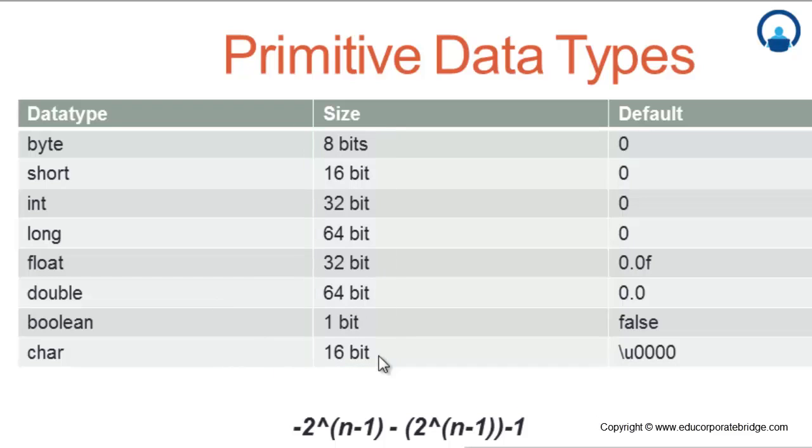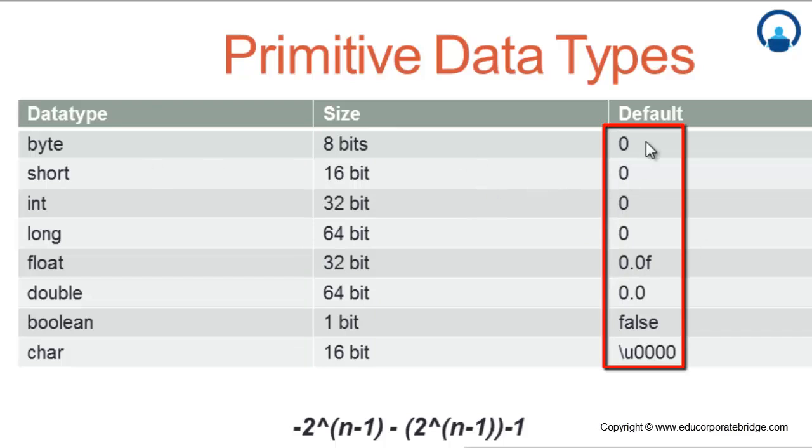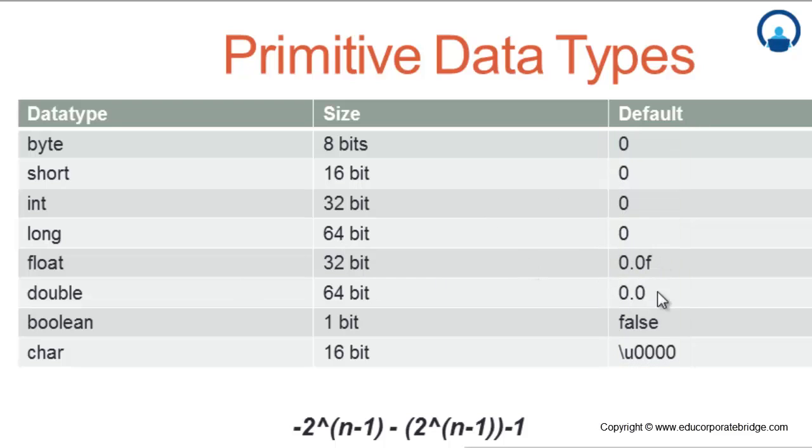And if you don't give them any value, these are the default values which they take. Byte will take 0, short also 0, int, long, float, they'll all take 0. And double and float are the types which deal with decimal values. If you have any value which is in decimals, then you will use double or float. And by default, okay, I'll show you that thing.